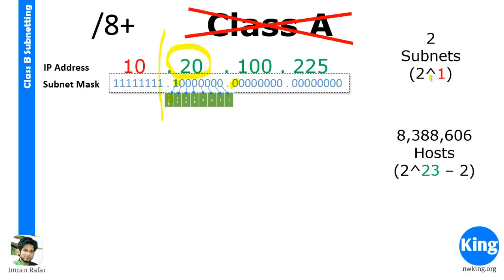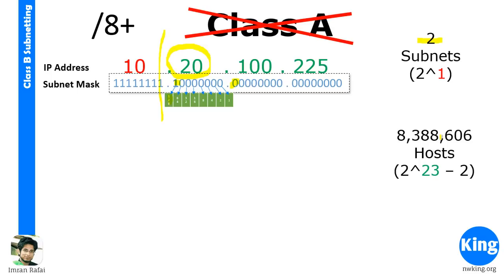Like we already know, 1 bit borrowing gives us two subnets, and the valid host is derived with the number of zeros. So 2 to the power 23 minus 2 is 8,388,606 hosts. That's a big number. In your practical life, you will not see such large networks or subnets which have 8 million hosts. That's not practical. We would be breaking it down to smaller subnets.